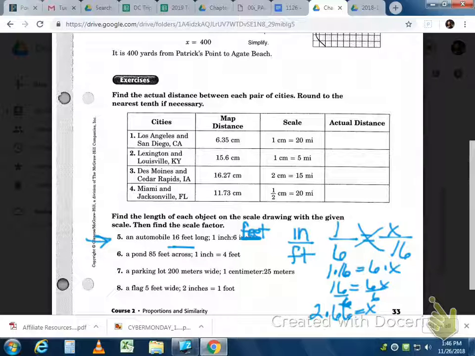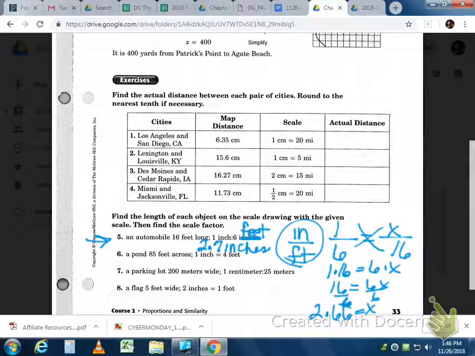2.7, and how would I label it? 2.7 what? Inches. 2.7 inches, because it was 16 feet long, it would be 2.7 inches. So write your scale, write your units out in front, and fill in what you've got.